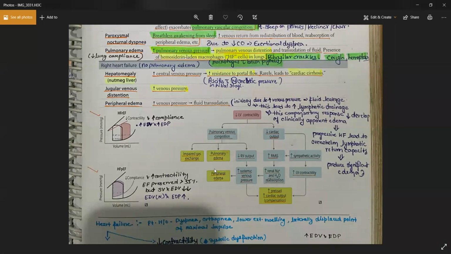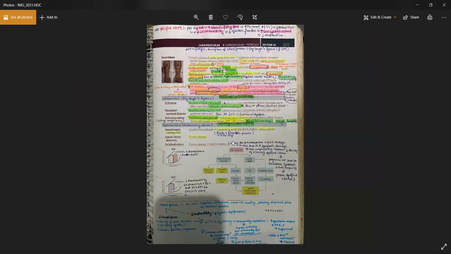It will further promote the edema, and plus it will increase the preload and the compensated cardiac output is increased, right? Because of the venous congestion, you will have the reduced right ventricular output. This further increases the venous pressure in the system, and as a result, it will further add to the edema. You will get the pulmonary edema, and you will get impaired gas exchange in case of venous congestion. So this is a summary of the left ventricular contractility loss.